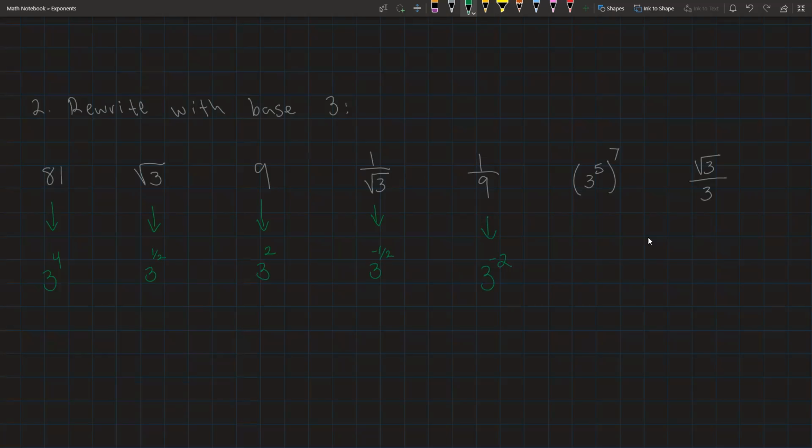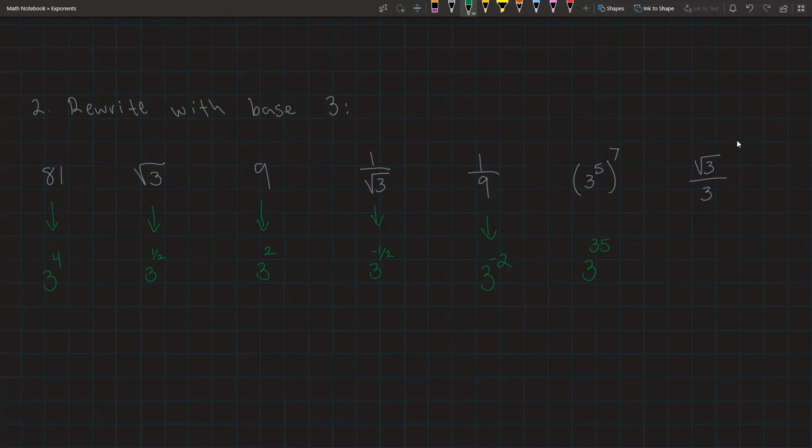All right, what's happening here? We have an exponent raised to another exponent, or power to power. In that case, what do we do with those exponents? We're going to multiply them. So 5 times 7 is 35. If you're confused about that, check out the video for multiplying exponents.